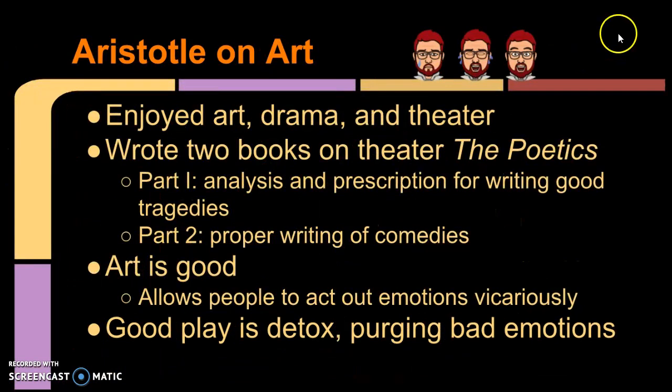So Aristotle on art. Aristotle enjoyed art and drama and theater. He wrote 2 books specifically on theater, the Poetics. Part 1, or Volume 1, is an analysis and prescription for writing good tragedies, and this is one of your primary readings that I had you read. Part 2 is the proper writing of comedies, and this is lost. According to our text, it hasn't been known since the Middle Ages, essentially.